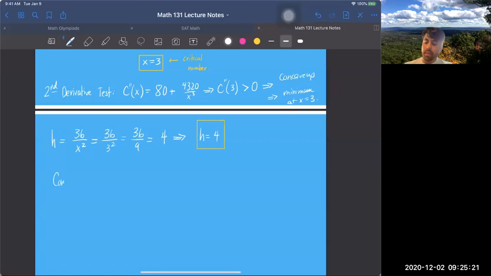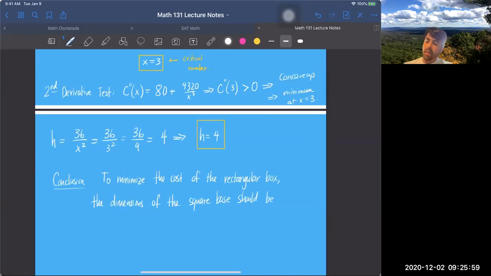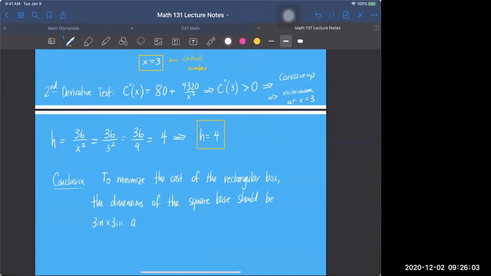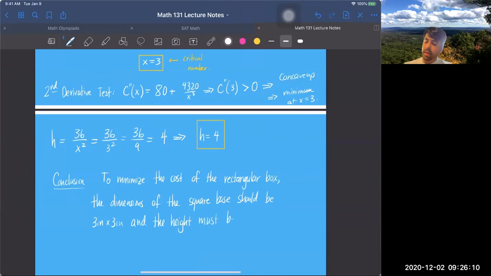So what would be my conclusion? To minimize the cost of the rectangular box, the dimensions of the square base should be 3 inches by 3 inches, and the height must be 4 inches tall.